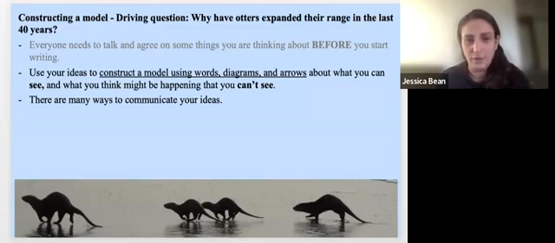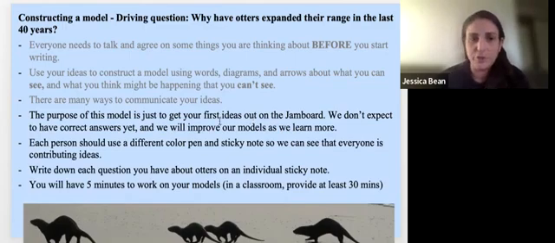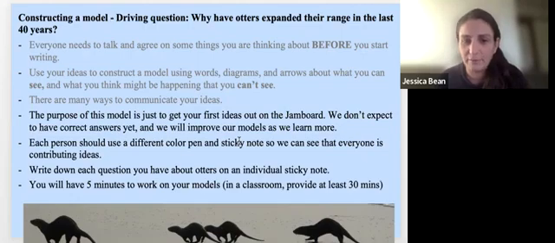So again, you could use words and arrows and diagrams and sticky notes and whatever you want within that Jamboard. The purpose of this model is just to get your ideas out. There are no correct answers yet. And the idea is that we'll be improving our models as we learn more about the otters over time. So don't worry about not feeling like you have all the answers. Each person could use a different color pen or sticky note so that we can see that everyone's contributing ideas. Also, keep writing down your questions. If more questions pop up as you're working, write those down and keep those on sticky notes.